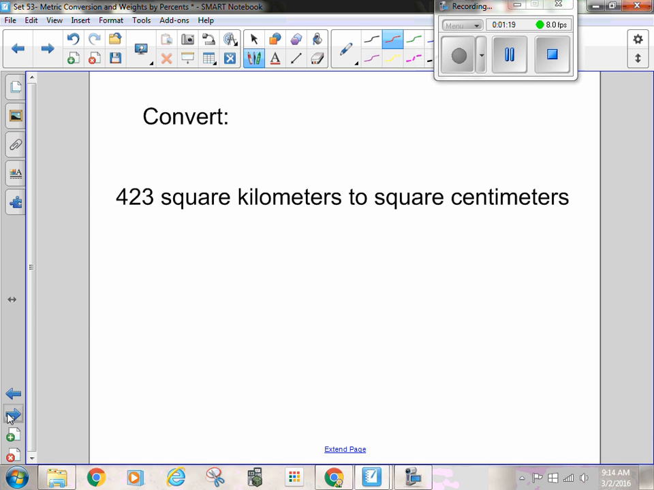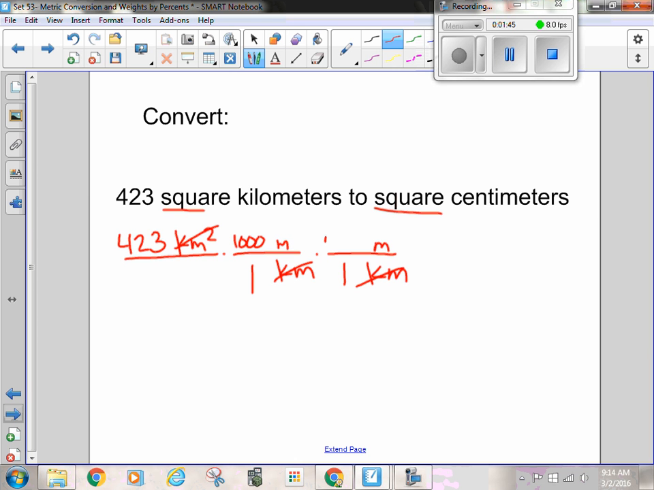All right, 423 square kilometers into square centimeters. Really important that we're watching that it says square. So 423 square kilometers is the same thing as kilometers squared. There are 2 of the kilometers there. So that means we have to put 2 kilometers into our denominators to be able to cancel out both of them. So we're going to go kilometers into meters. So 1,000 meters is 1 kilometer. And now we have 2 meters we need to get rid of. And we're going to put them into centimeters. Okay, 1 meter is 100 centimeters.